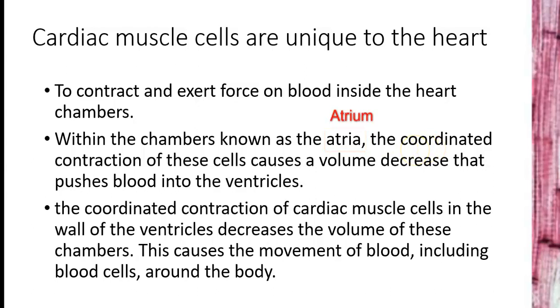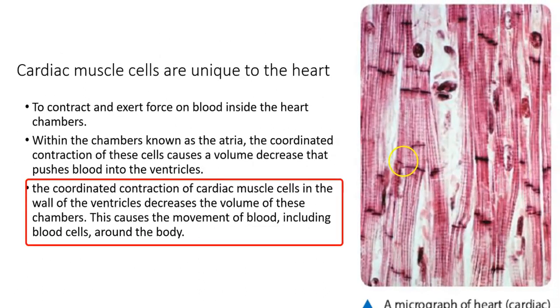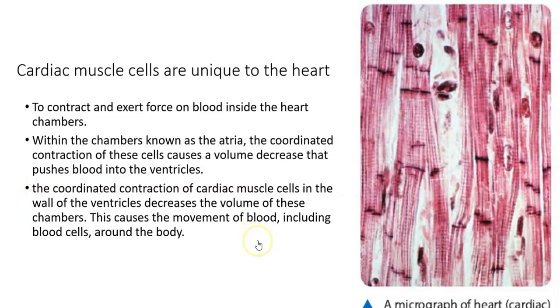With the coordinated contraction of these muscle cells, the volume decreases and pushes the blood into the ventricle. The coordinated contraction of muscle cells in the wall of the ventricles decreases the volume of these chambers. This causes the movement of blood, including blood cells, around the body. So with the movement of the muscles within your heart, using your muscle cells, which are called cardiac muscle cells, the blood can pump out from your heart and go to different parts of the body.